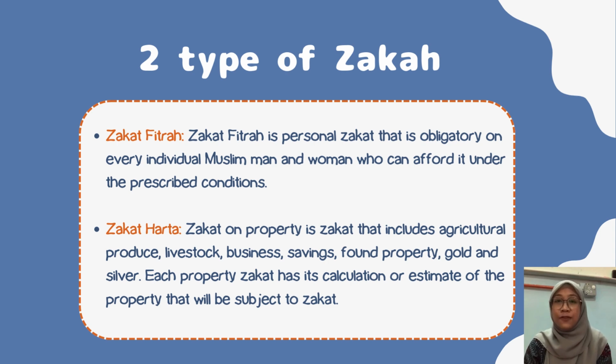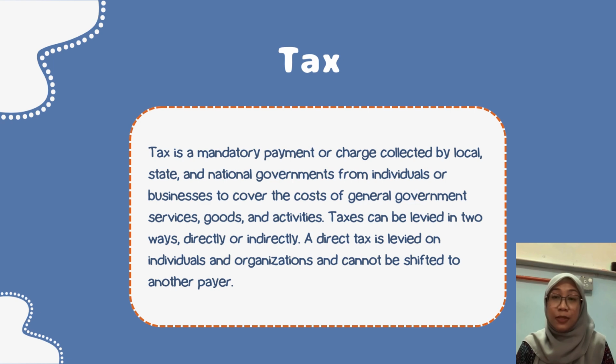First, zakat fitrah. Zakat fitrah is a personal zakat that is obligatory on every individual Muslim, man and also woman, who can afford it under the prescribed conditions. Next, zakat harta. Zakat harta is on property that includes agriculture produce, livestock, business, savings, farm property, gold and also silver. For each property, there is a calculation of the estimate of the property that will be subject to zakat.